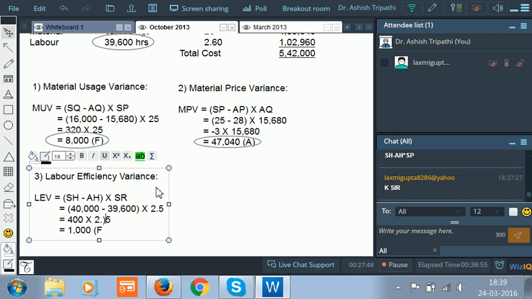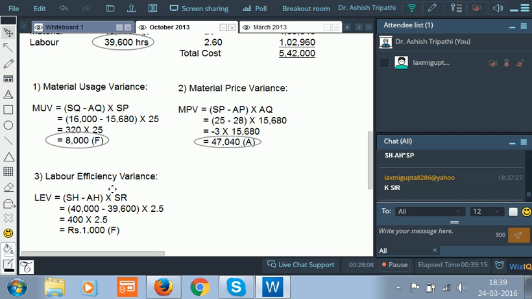This is favorable or adverse? It will be favorable. One thing I forgot to record here is what exactly we are getting all this thing. We are getting all the answers in rupees. So we will have to mention rupees in each and every answer.